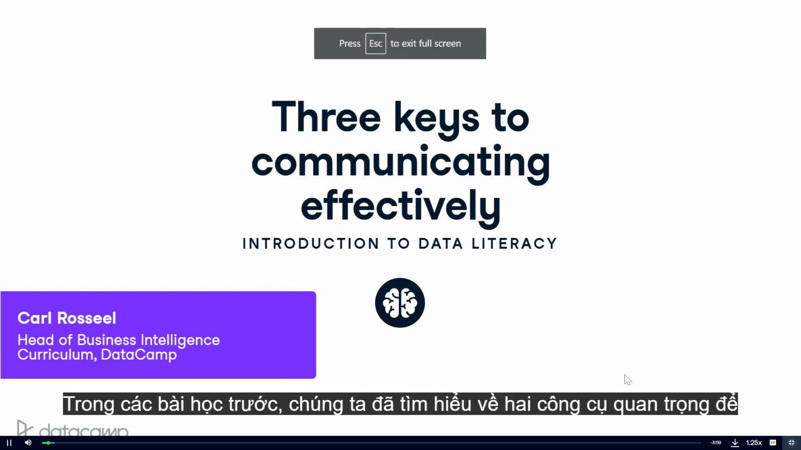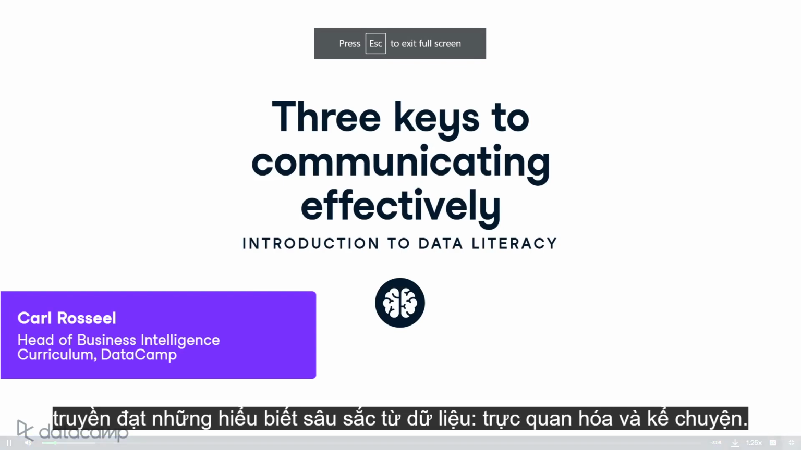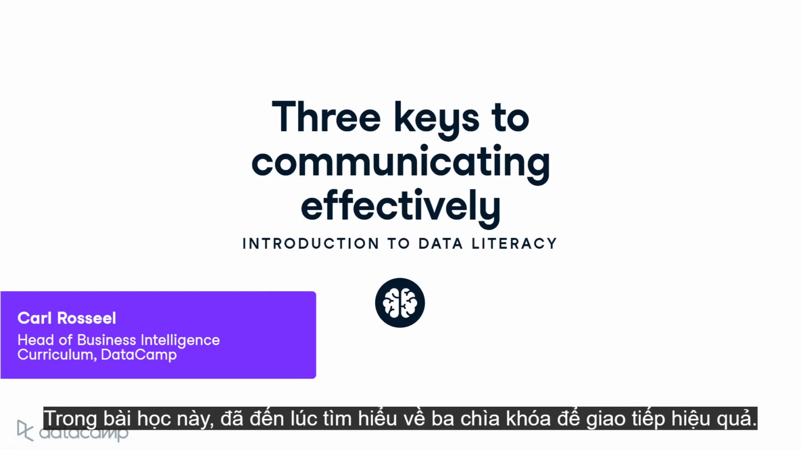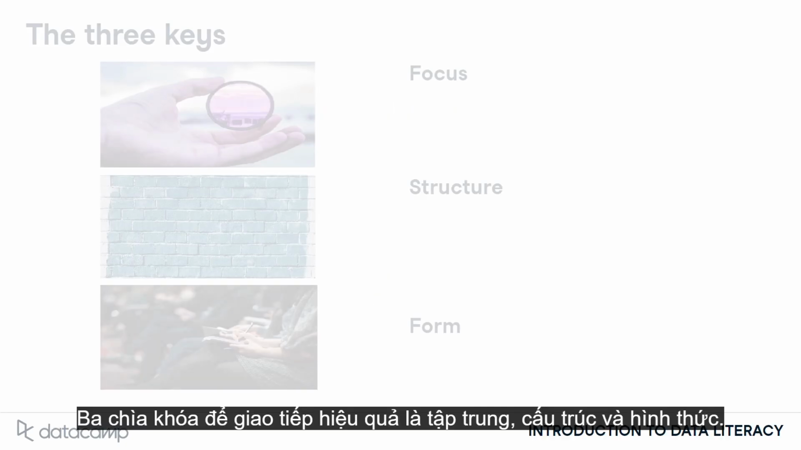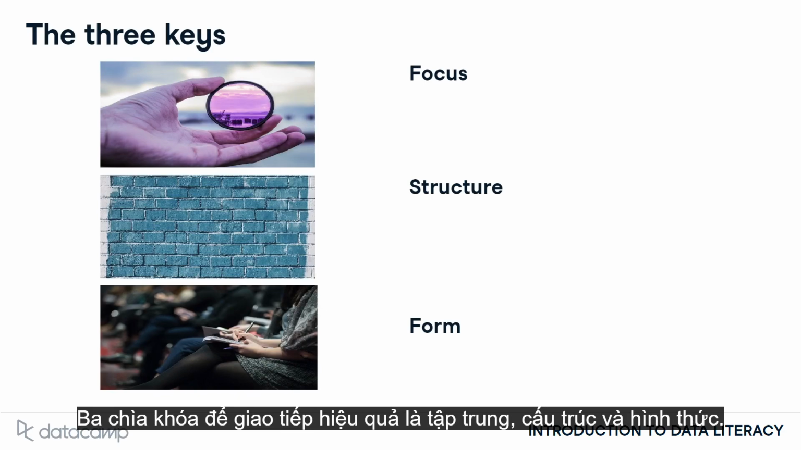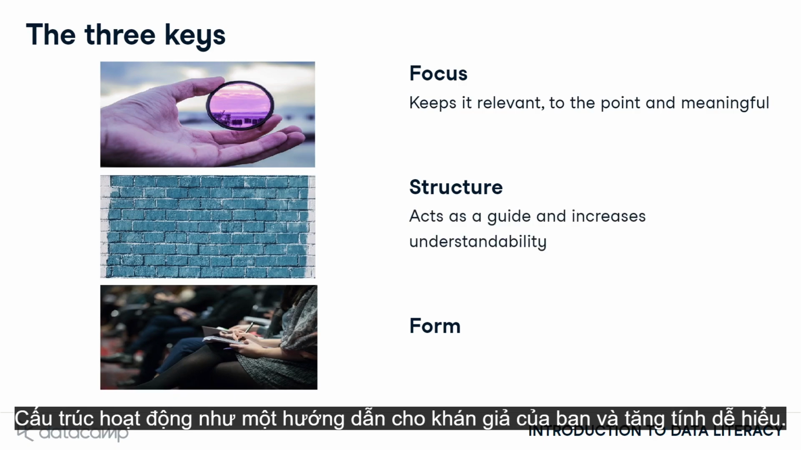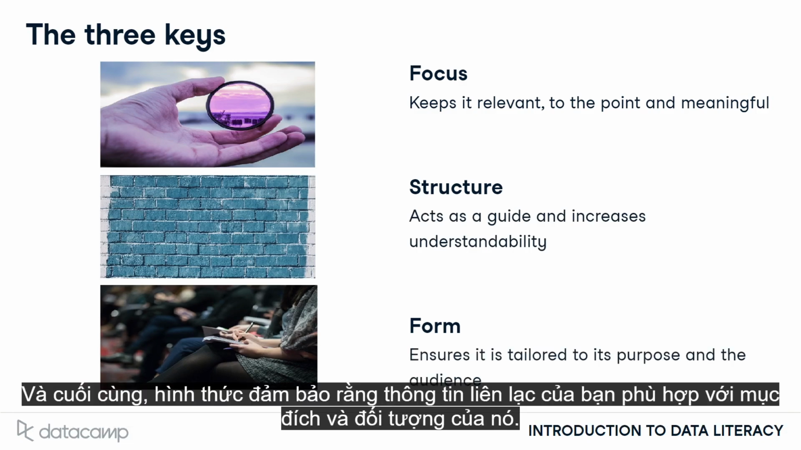In the previous videos, we learned about 2 important tools for communicating insights from data: visualizations and storytelling. In this lesson, it is time to learn about the 3 keys to communicating effectively. The 3 keys to communicating effectively are focus, structure, and form. Focus keeps your communication relevant, to the point, and meaningful to the audience. The structure acts as a guide for your audience and increases understandability. And finally, form ensures that your communication is tailored to its purpose and audience.